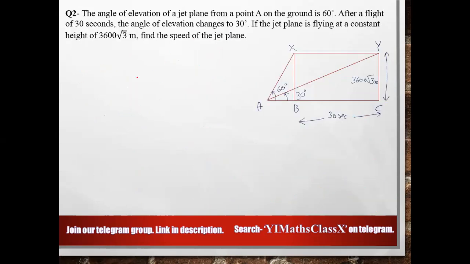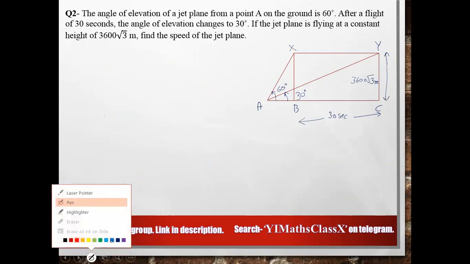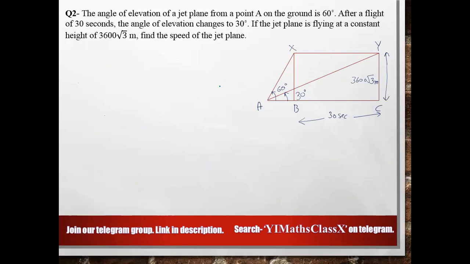Now this is our second question here. This is same as an NCERT question. We were given a balloon is traveling and we need to calculate its speed. Similarly, we are given this question. It says that there is an observer at point A, and he was observing a jet plane. Initially, the plane was at this point X.